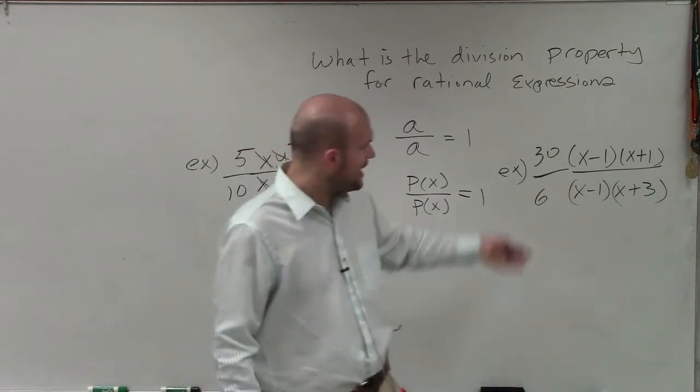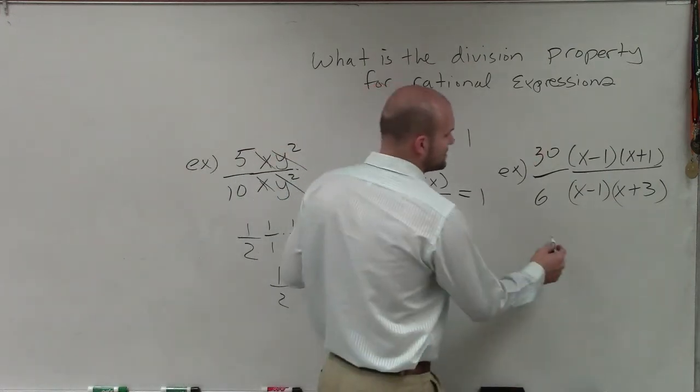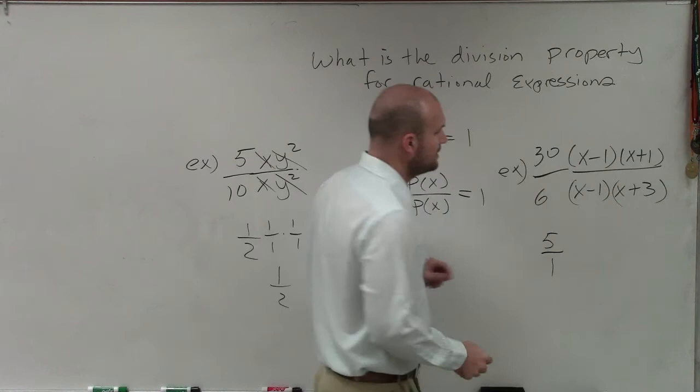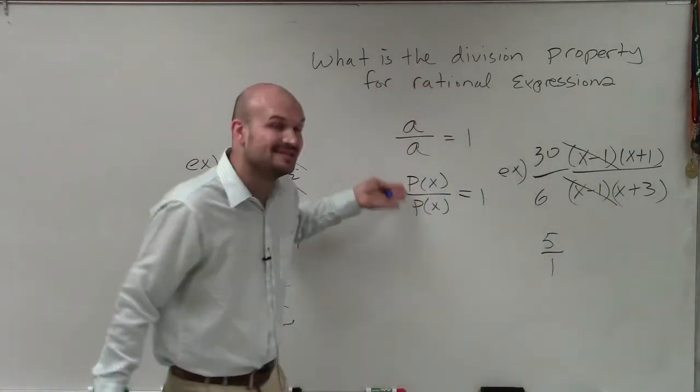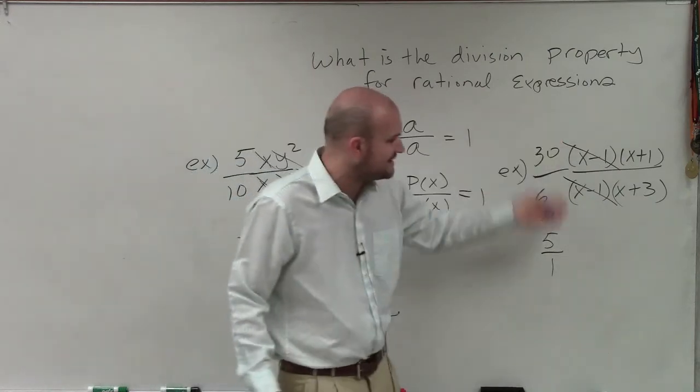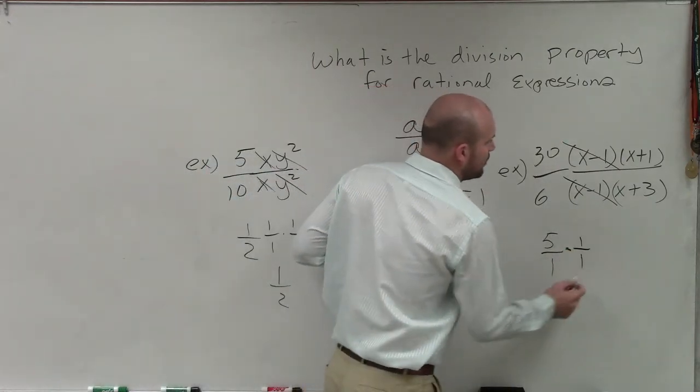Now, over here, I have the same thing. I can divide the 30 over 6. That's going to leave me with a 5 over 1. Here, you can also see the x minus 1 and x minus 1. Those are exactly the same polynomials, so we can divide them to 1. So that's 1 over 1.